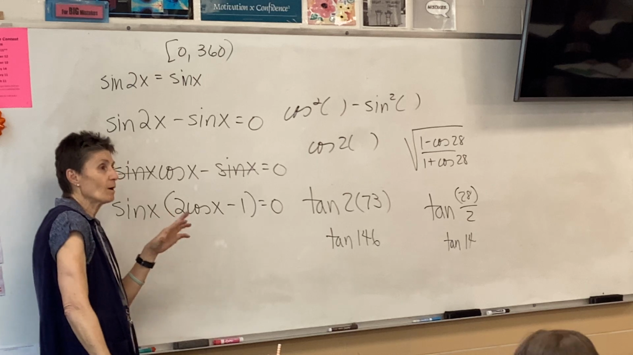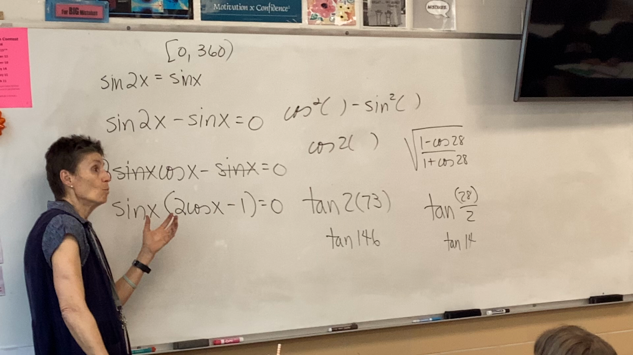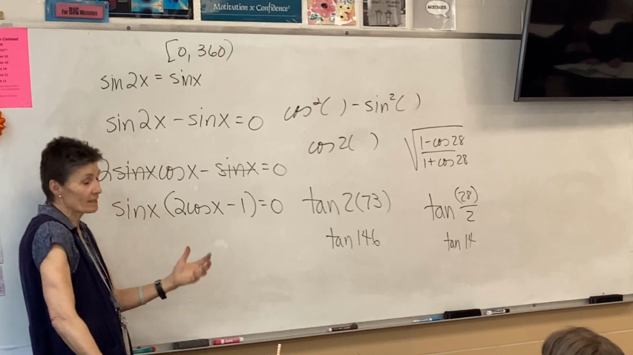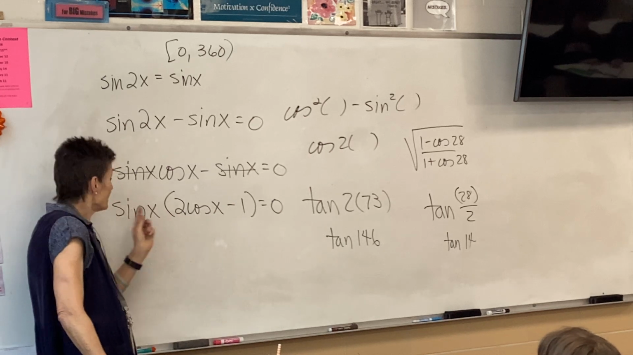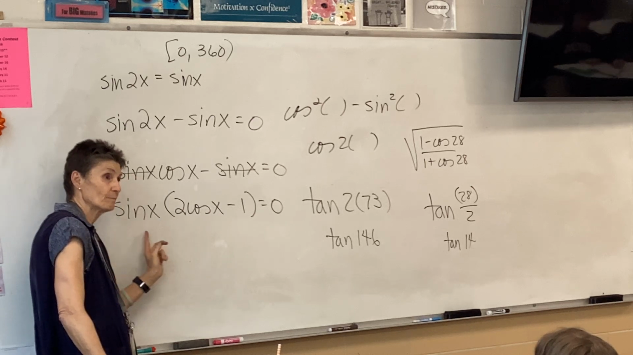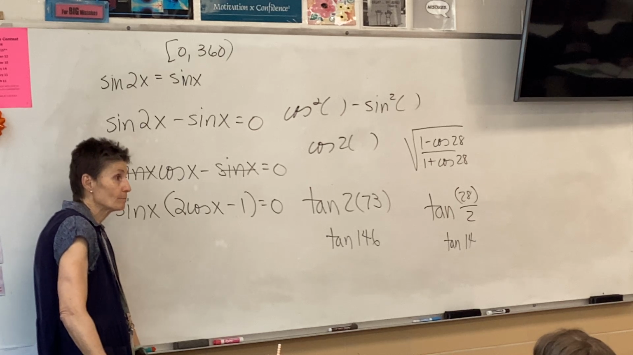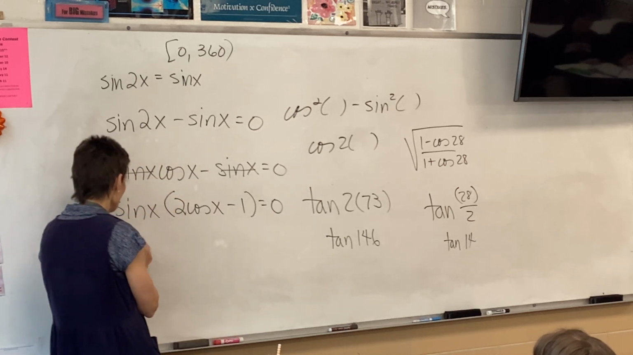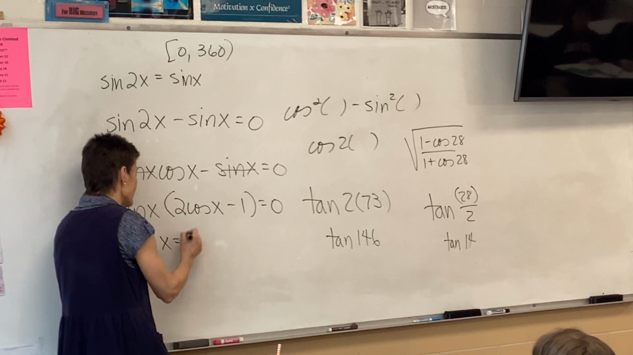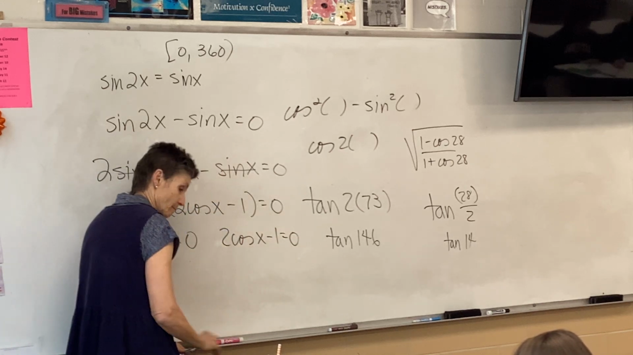Now, some of you are having some trouble factoring, and that's okay. It's really not okay, but it is what it is. If you're going to factor, just distribute back and make sure it works for you, okay? Now what? Now you say both equal 0. So sine x equals 0, and 2 cosine x minus 1 equals 0.